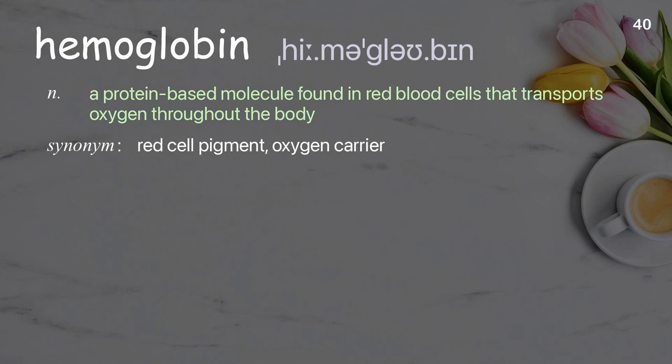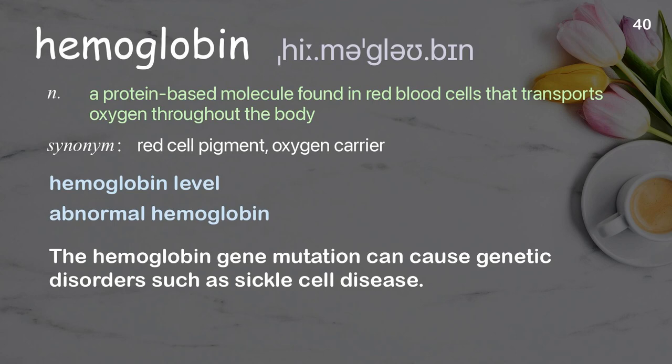Hemoglobin. A protein-based molecule found in red blood cells that transports oxygen throughout the body. Examples: Hemoglobin level, abnormal hemoglobin. The hemoglobin gene mutation can cause genetic disorders such as sickle cell disease.